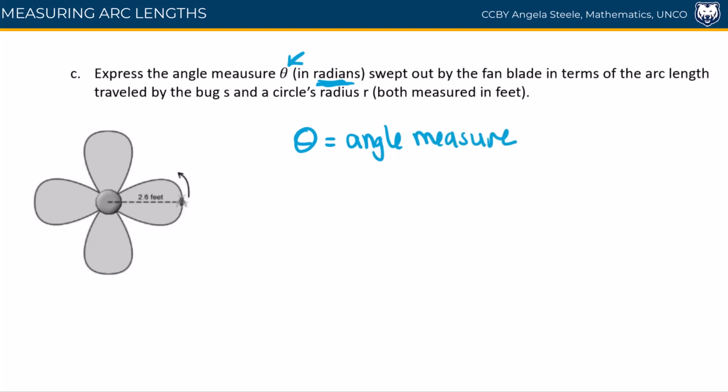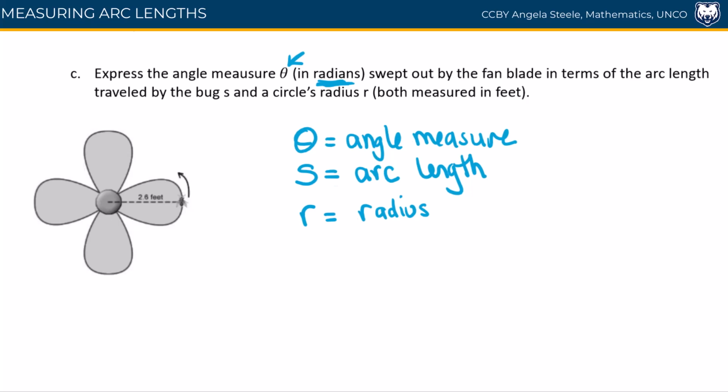We know that the bug is traveling S, so we're going to let S represent the arc length. So arc length is just meaning what portion of the circumference of that circle. And then the last part is the circle's radius. R represents the radius.